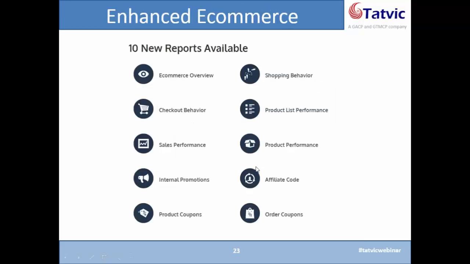And lastly, we have enhanced e-commerce, which gives you a very important, different set of reports for your store. Some of the reports are behavior reports or flow reports, like shopping behavior and checkout behavior. Some of the reports are performance reports, like product category or list performance, sales performance, and product performance. And then some of the other reports are coupons reports or promotion reports. So essentially, these are 10 reports, but they are broken down from 3 different perspectives: how the shopping behavior is being communicated, how the performance of a product or sales has happened, and then coupons as well.